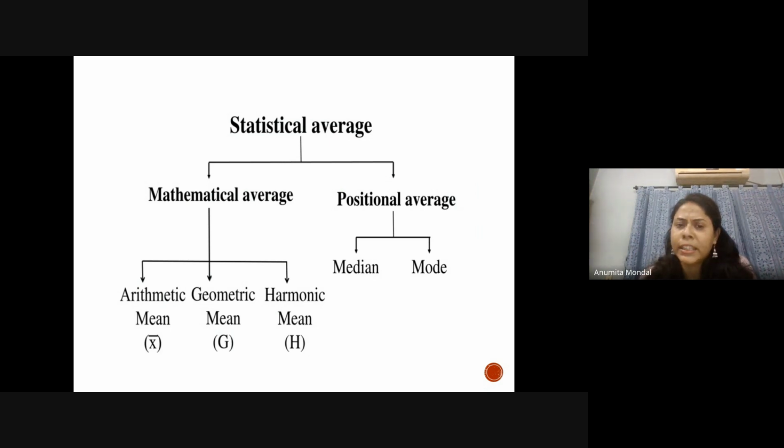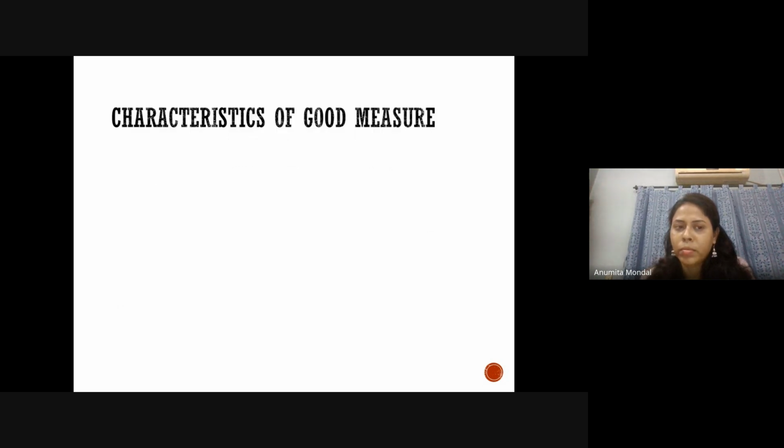You can also say that the statistical average, or central tendency, can be divided into two parts. First one is the mathematical average, which is divided into three parts: arithmetic mean, geometric mean, harmonic mean, and the positional average like median and mode.